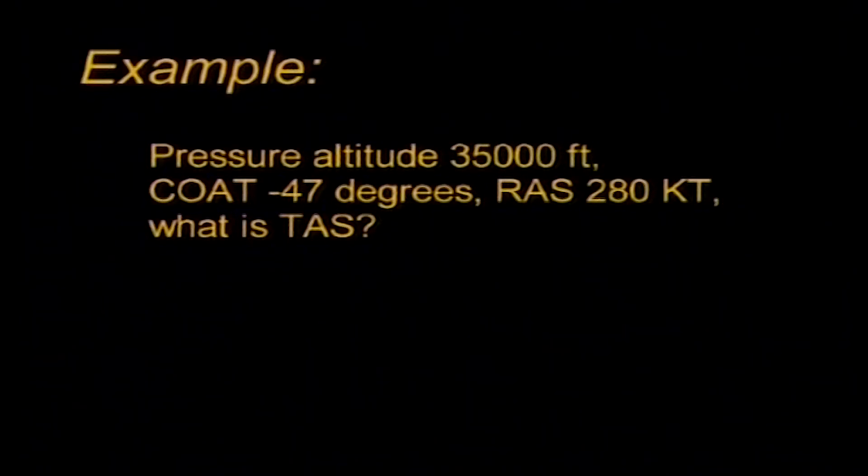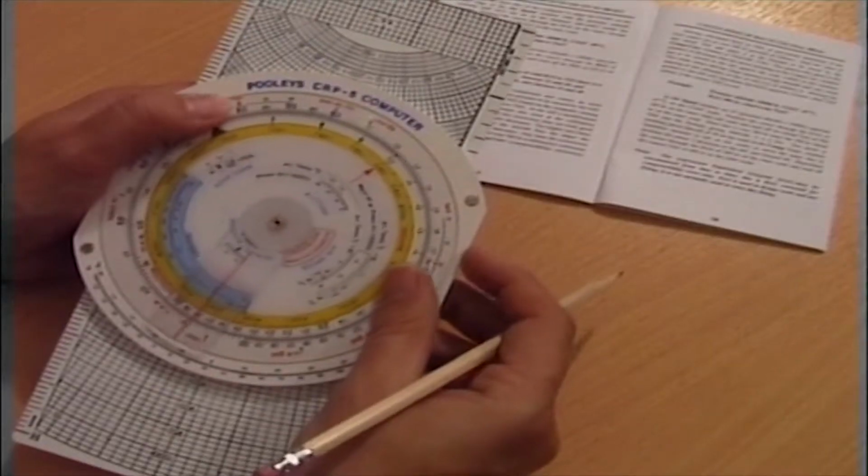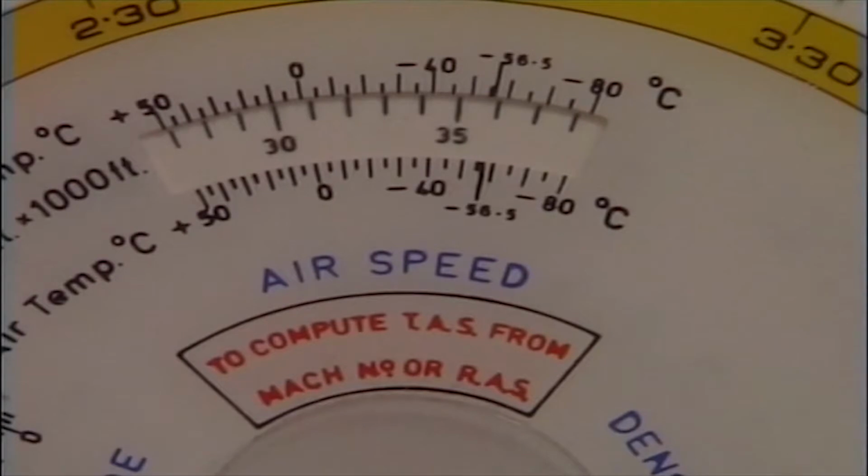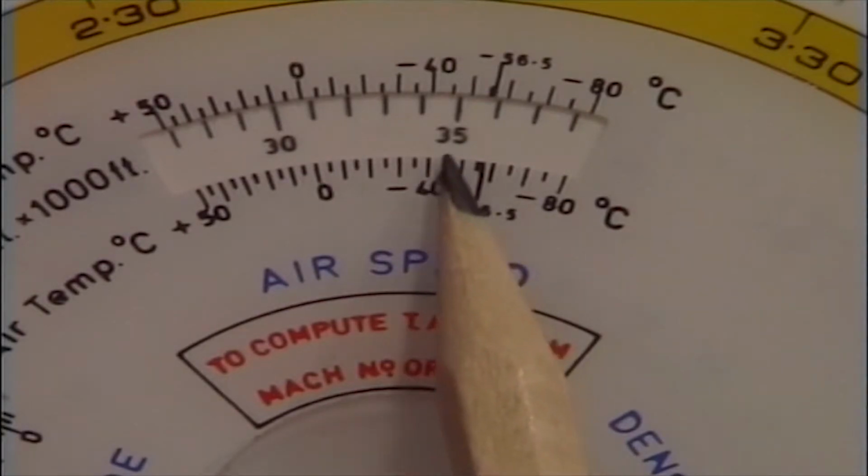Let's look at another example. Pressure altitude is 35,000 feet. Correct outside air temperature is minus 47 degrees Celsius. RAS is 280 knots. What is TAS? Using the airspeed window, line up 35,000 feet against minus 47 degrees Celsius.